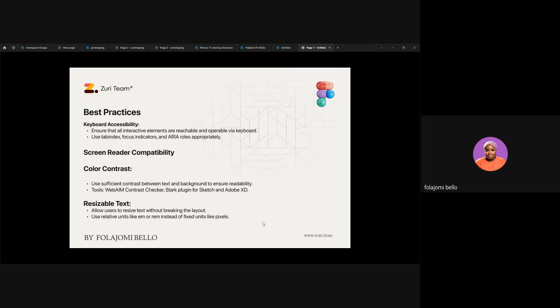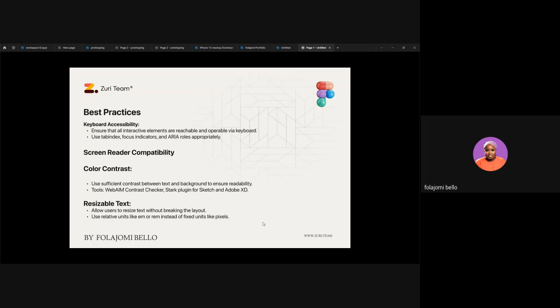Color contrast: you have different tools you can use to check color contrast. You have the Contrast Checker plugin and other plugins from Sketch, and for those that use Adobe XD, right? And the contrast between the background and where the text is, whether they are compatible, whether they are visible, whether they can read.